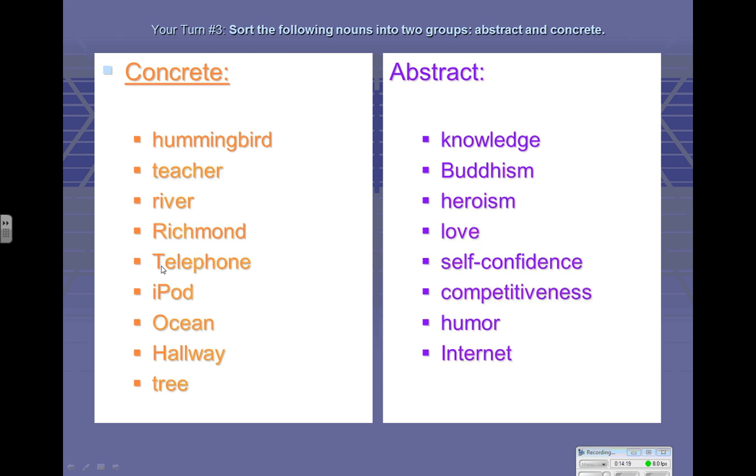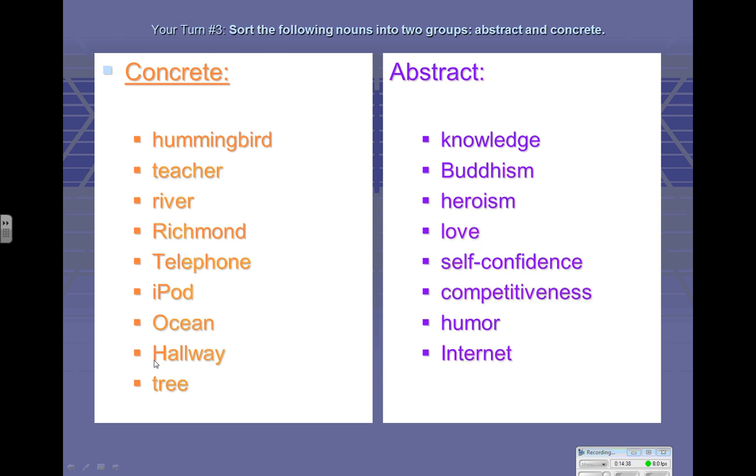Yes, that's right. Telephone should be lowercase because it's not a brand name. Ocean should also be lowercase because we're not saying what ocean. And hallway, we are not giving the name of the street of the hallway. So in fact, all of those should be lowercase because they are common nouns.